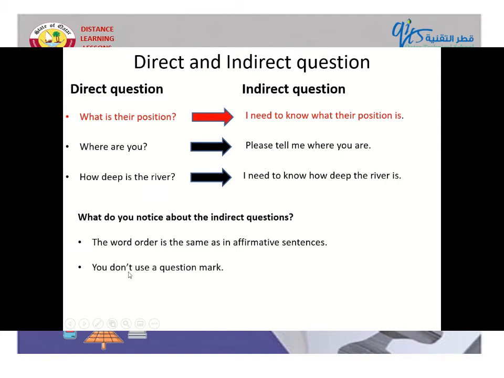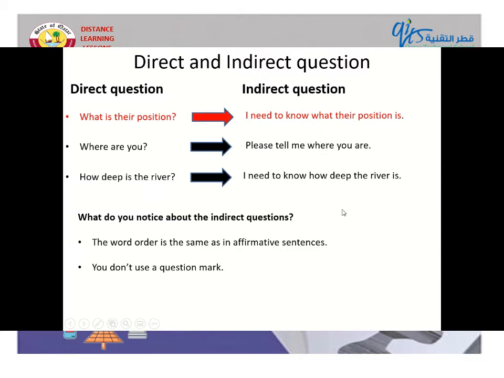So number two, you don't use a question mark. So they are just like statements that are prompting somebody to answer. So we don't use a question mark in indirect questions like these.